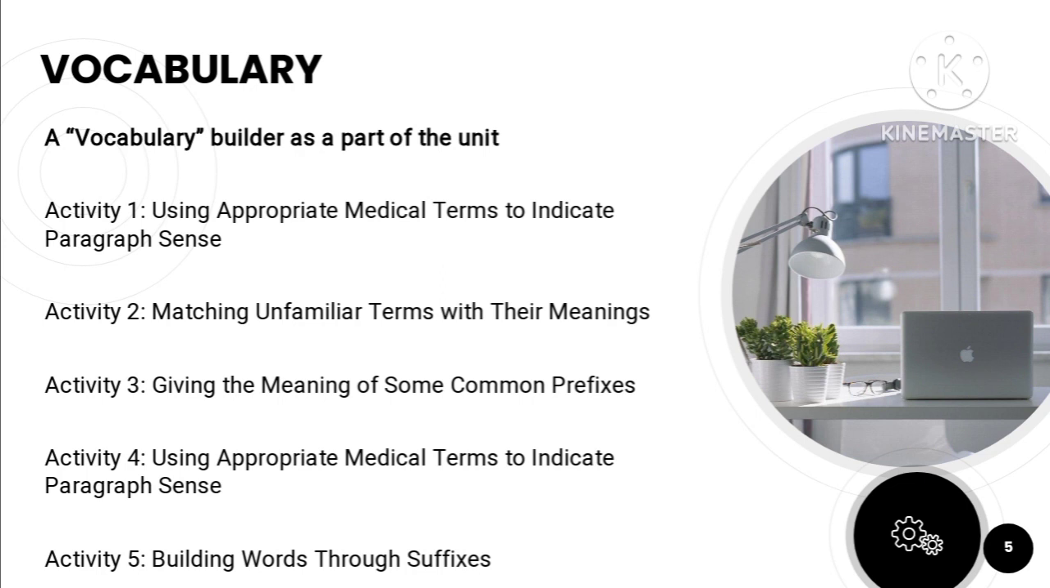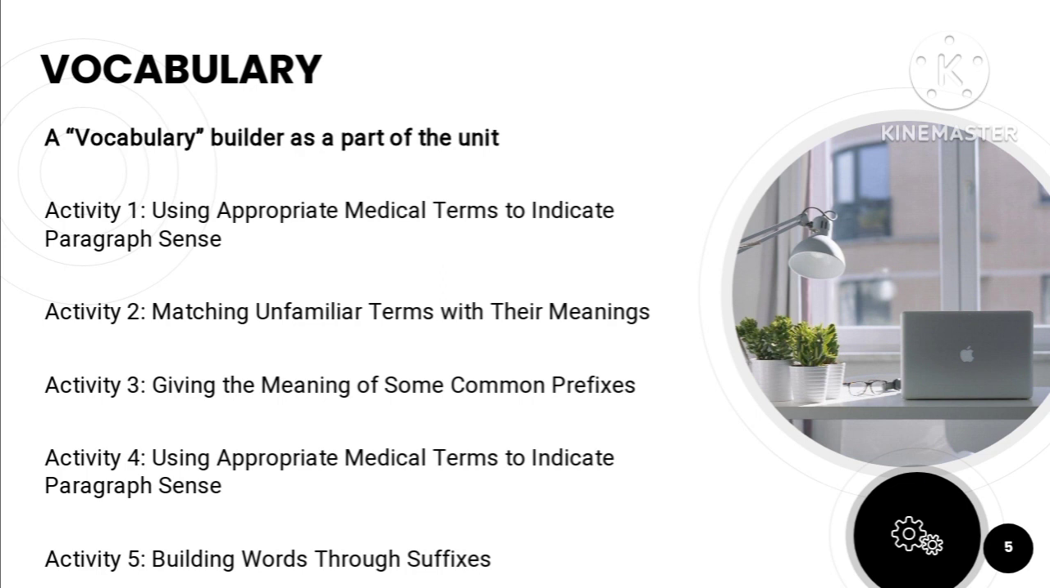Here, a vocabulary builder is a part of the unit. In our activity 1, we have using appropriate medical terms to indicate paragraph sense. In activity 2, we have matching unfamiliar terms with their meanings. The third one is giving the meaning of some common prefixes. Activity 4 is using appropriate medical terms to indicate paragraph sense. And in activity 5, building words through suffixes.